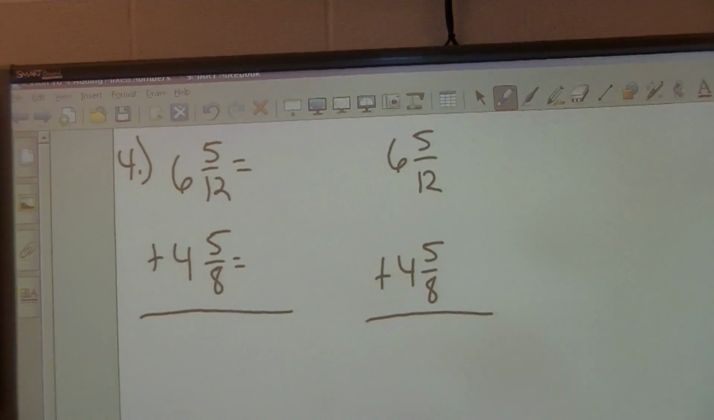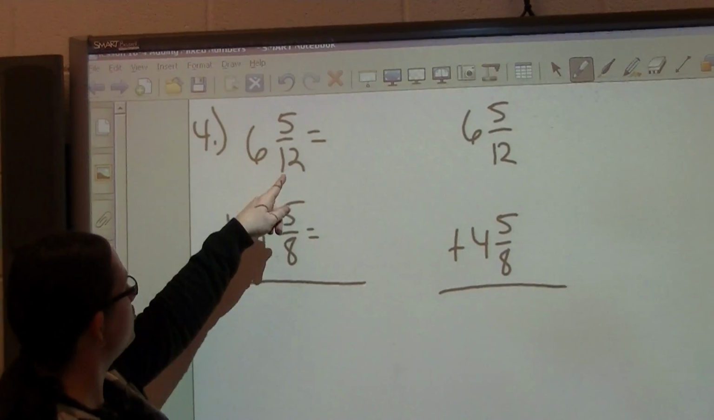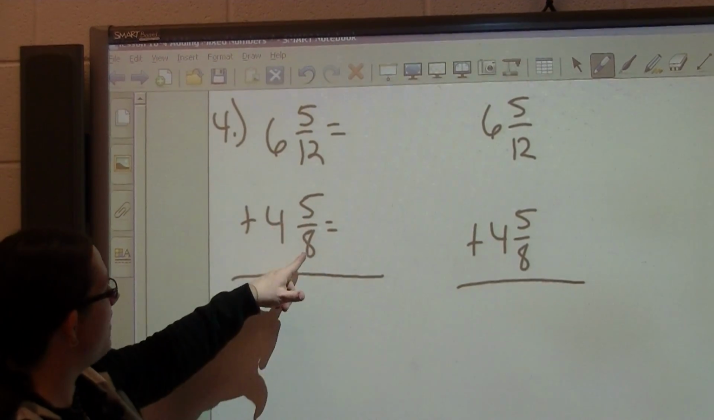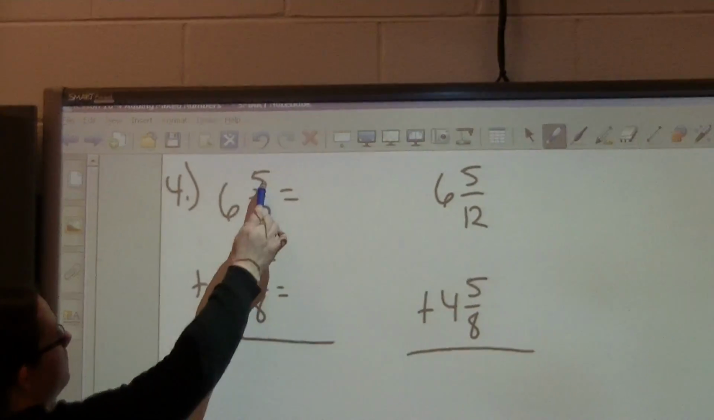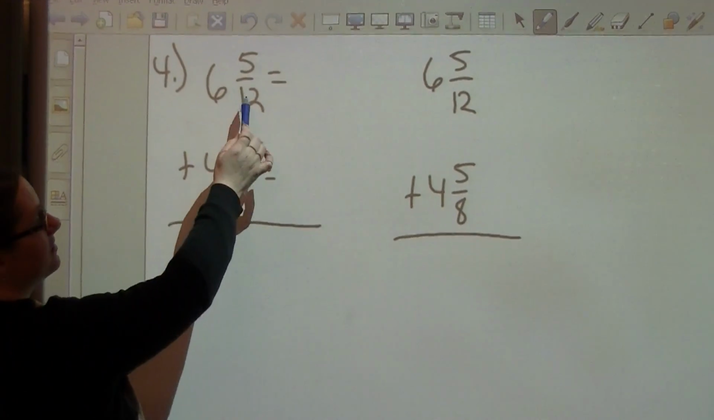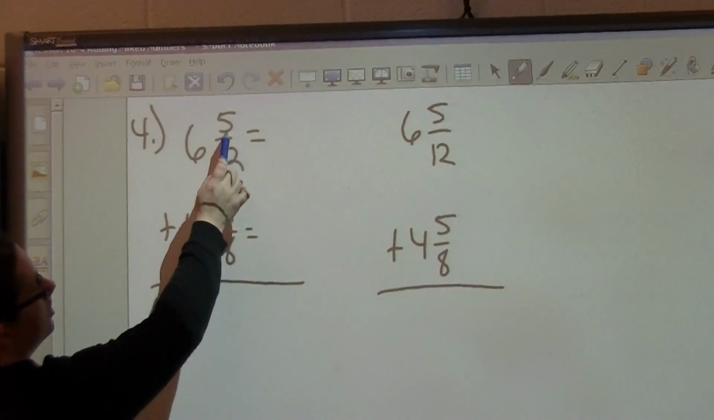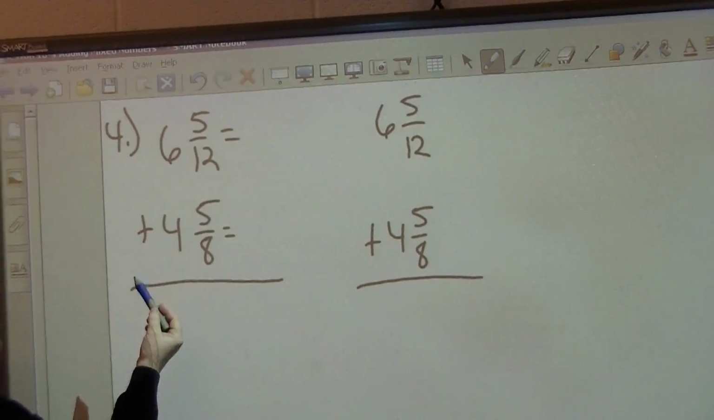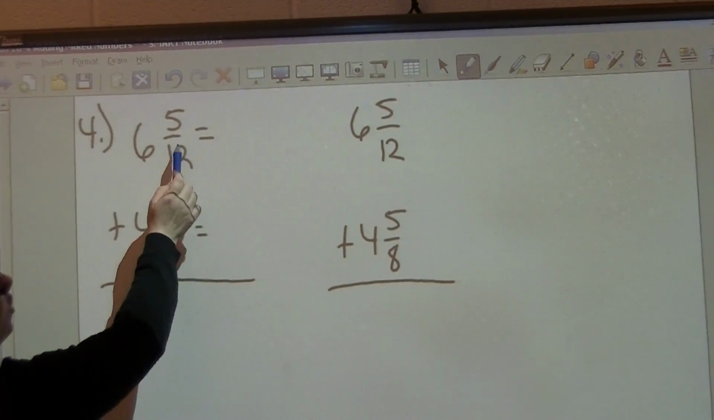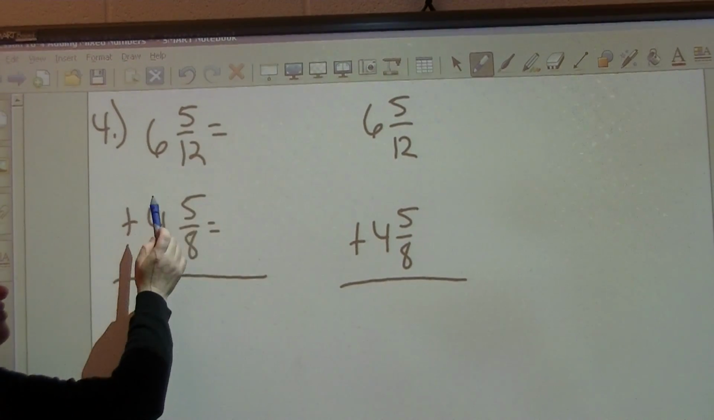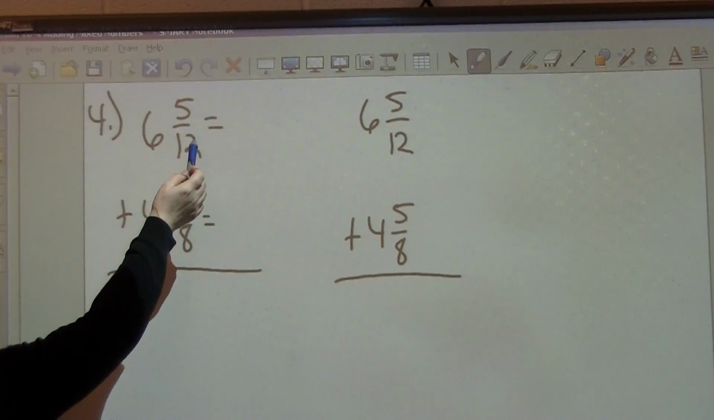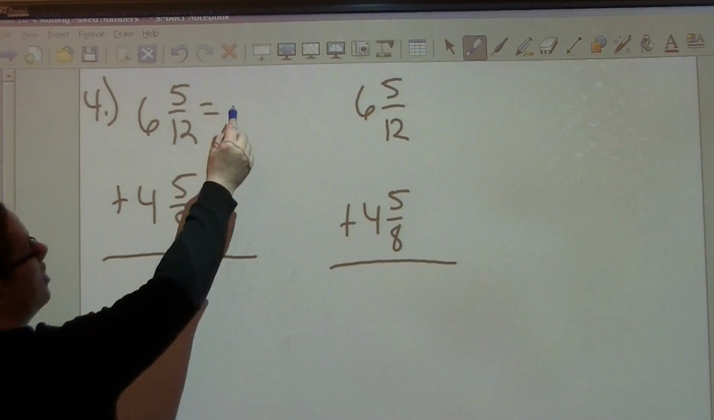Okay, let's do one more. 6 and 5/12 plus 4 and 5/8. Is 6 and 5/12 closer to 6, 6 1/2, or 7? Okay, again, if you're looking at this and don't want to take the time to write the number line, what is the middle number of 12? 6. So 5 is close to 6, so this would be close to 6 and what?